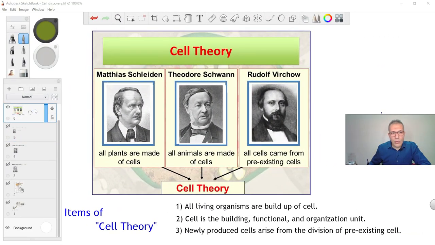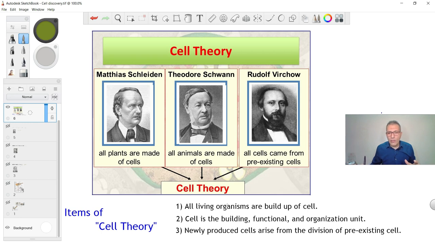Cell theory was the work of many scientists. Schleiden said that all plants are made of cells. Schwann said that all animals are also made up of cells. And Rudolf Virchow said that all cells came from pre-existing cells. And he summarized the main items of this cell theory in these 3 points.